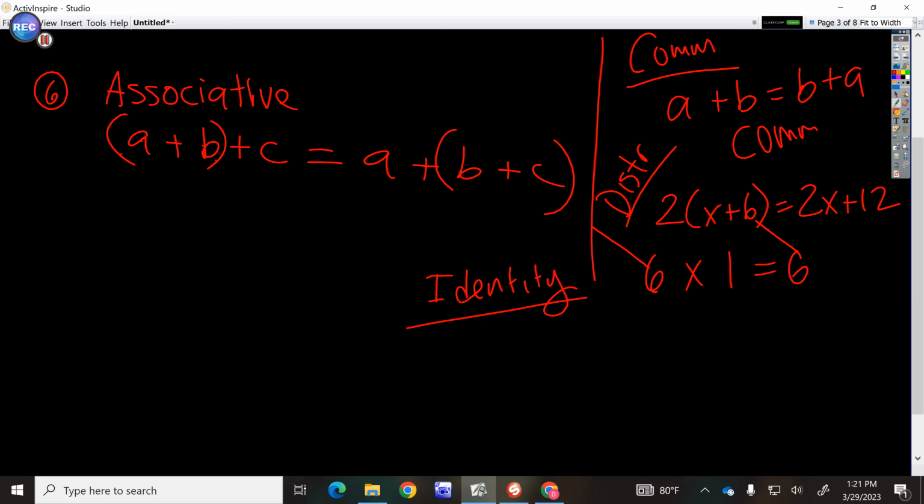Now, try to fill in the blank here. What can I put here? Right? 0. 6 plus 0 equals 6. Did 6 keep its identity? So what's the difference between the top identity and that one? This is identity of multiplication. This is identity of addition. You with me?